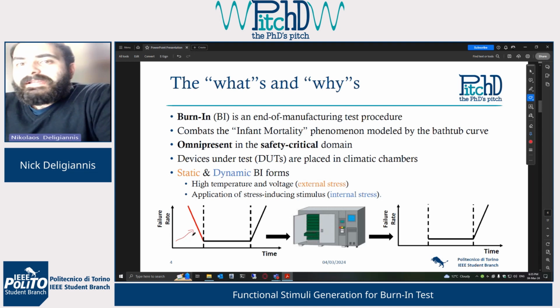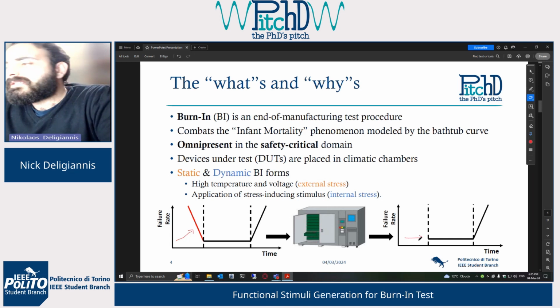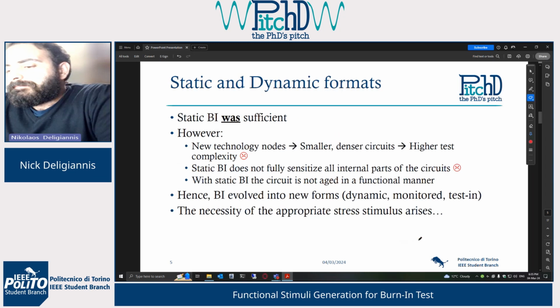The result of the burn-in procedure is that we have an artificial aging, which effectively eliminates the infant mortality period, and we can discard the faulty products. A couple of hours or days in the climatic chamber are equal to months of operation for the devices, and so we can age them quite effectively.